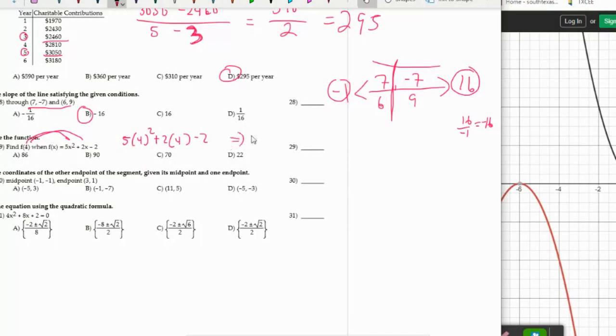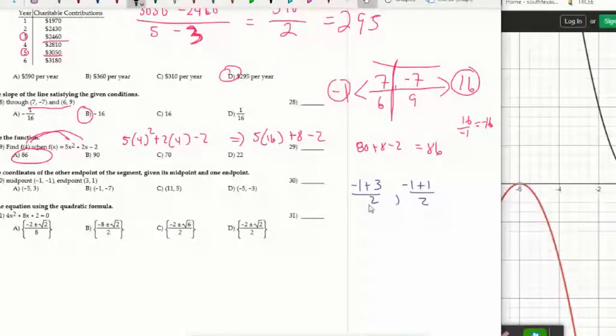This would be 5 times 16, 8 minus 2. So 5 times 16 is 80. That's 8 minus 2, which is 86. Find the midpoint. So you get your x's. So I'll do this together. You get your x's and you add them together, divide by 2. You get your y's, add them together, divide by 2. So this becomes 2 over 2, 0 over 2, 1, 0.